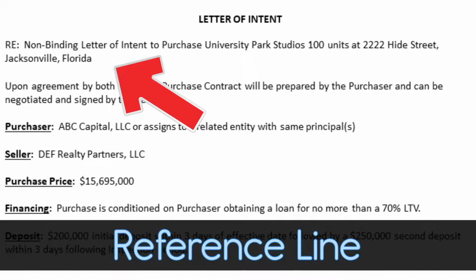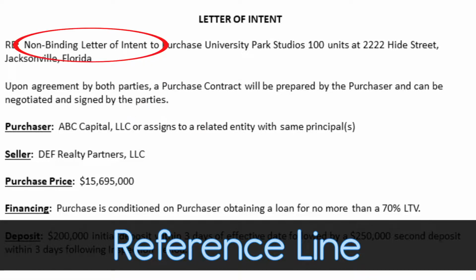The first item is the reference line, where you're going to reference the name and address of the property that you're after. And of course, you're going to be abundantly clear this is a non-binding contract.